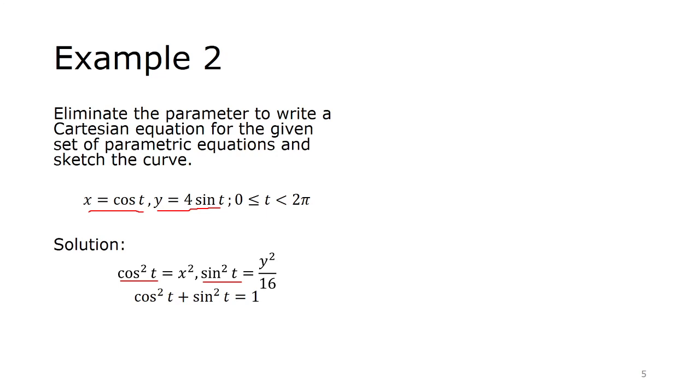And when we do that, we'll end up with exactly what we're looking for. We'll end up with an equation with x's and y's, but no more t's. So replace that first term with x squared, replace the second term with y squared over 16, still equal to 1 on the right side. That has now eliminated the parameter t, and we're left with just a Cartesian equation.